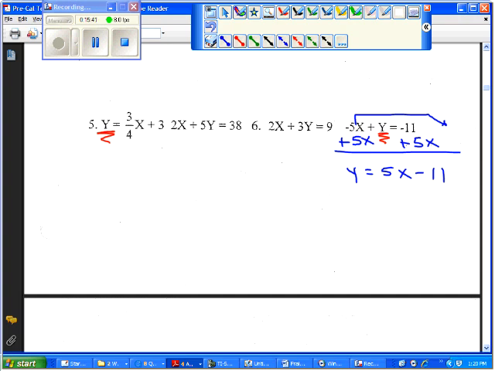See how we got that? We just changed it from what? Standard form, except it's got a negative a, to slope-intercept, right? It's kind of sort of standard form to slope-intercept. Now we've got an isolated y. We know what it's equal to. We come to the other equation, and we replace the y with what it's equal to, 5x minus 11.